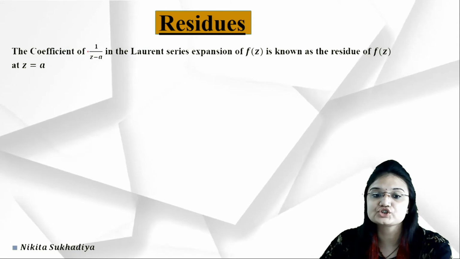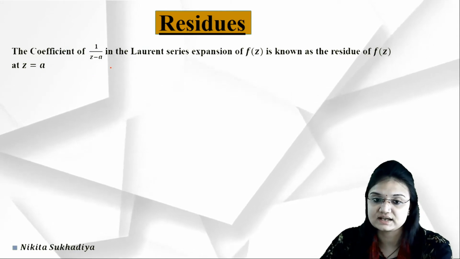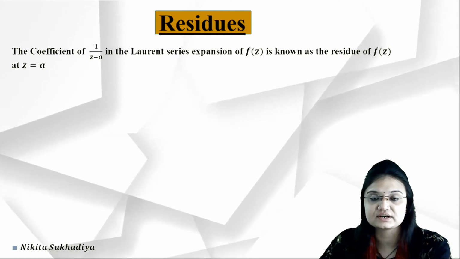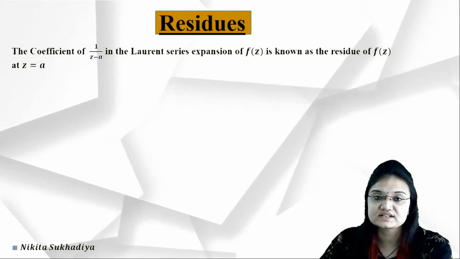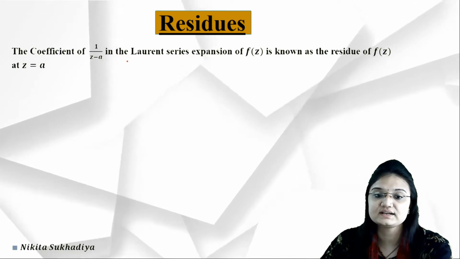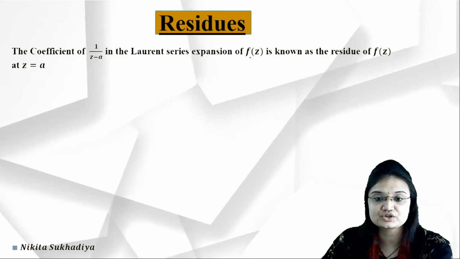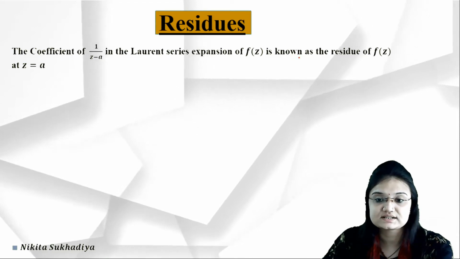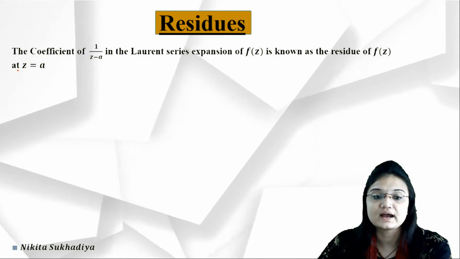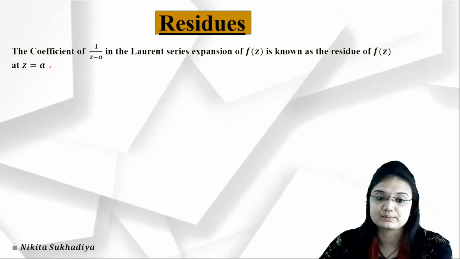The coefficient of 1 upon z minus a in the Laurent series, which we have studied in our previous lecture. The coefficient of 1 upon z minus a in the Laurent series expansion of f of z is known as the residue of the function f of z at z is equal to a point.